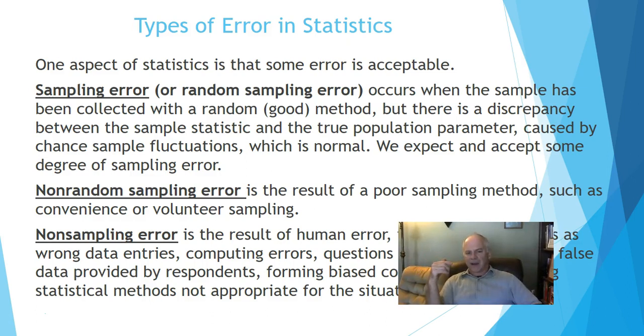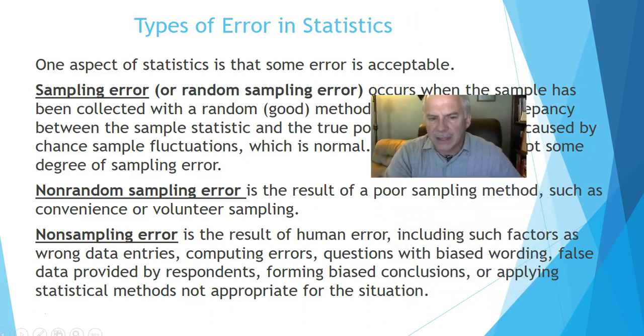Now, the second type of error is non-random sampling error. This is a result of poor sampling, such as convenience or volunteer sampling, okay? In other words, you did not use some type of random method, so your sample was not representative and therefore a poor sample.